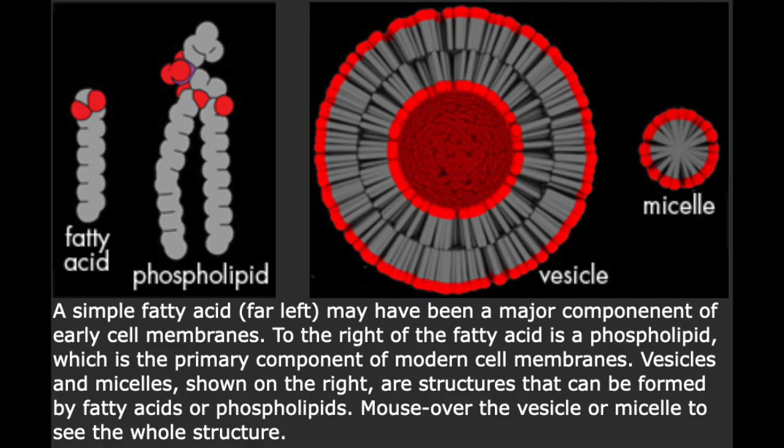What's a micelle? A micelle is the image you see on the far right hand side. It's composed of either fatty acids or phospholipids, but you can see the red parts, those are the hydrophilic parts, and they're all on the outside. The gray parts are the hydrophobic parts, and in a micelle they point all towards the center, towards each other.